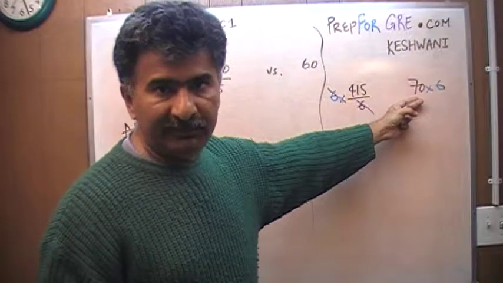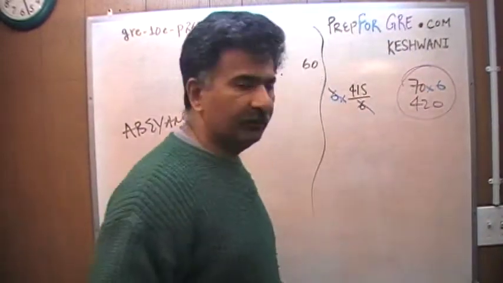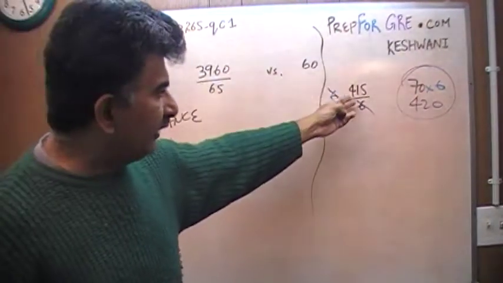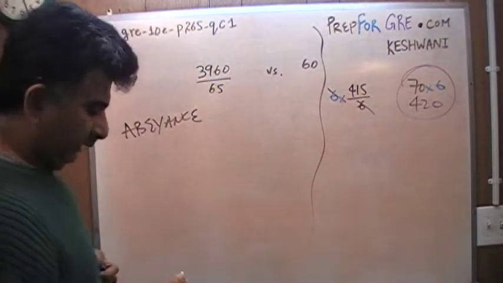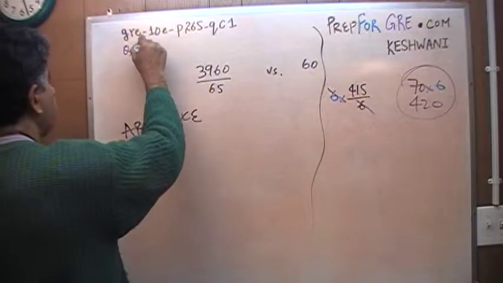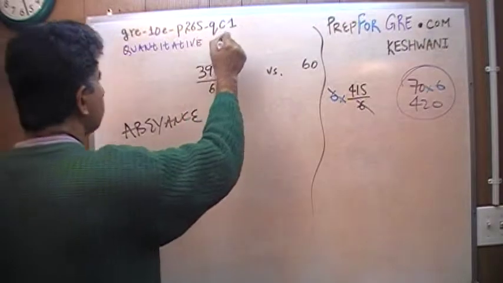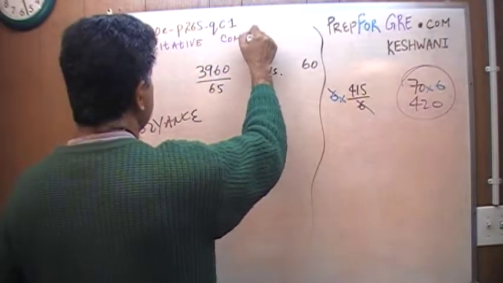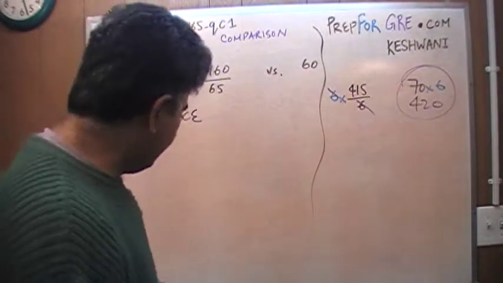I know 7 times 6 is 42, so this is 420. Hence this quantity is bigger. That's all. You don't actually have to sit there and waste your time dividing this quantity. Anybody can do that. These questions are called, well, I forgot to put it here. Let's put it right now. Quantitative comparison. These are called quantitative comparison.